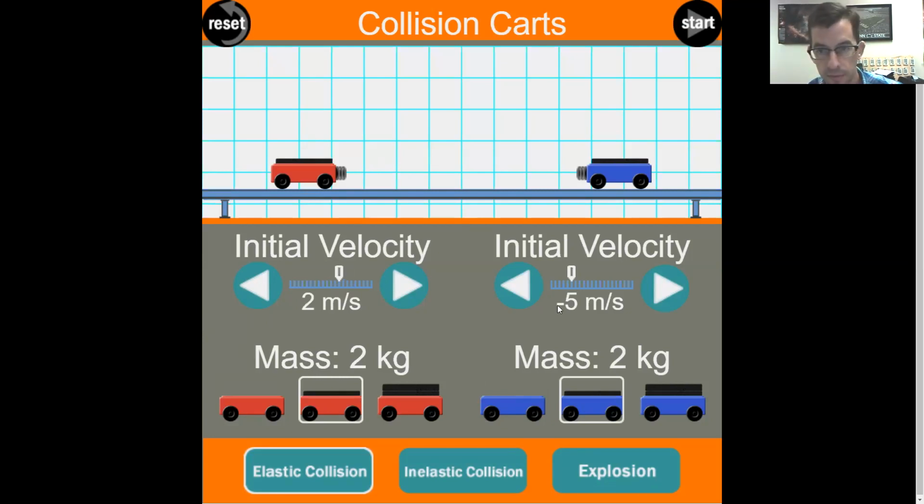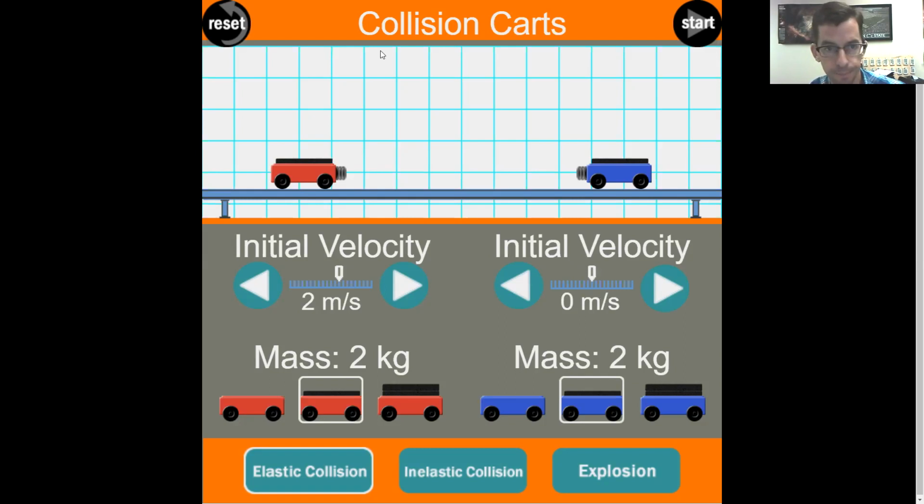Then the velocity of the blue: notice that right now it's set at -5. That means the blue cart would go to the left if I hit start right now. I don't want that to happen. I want it to go at 0, so I'm going to set it to 0.